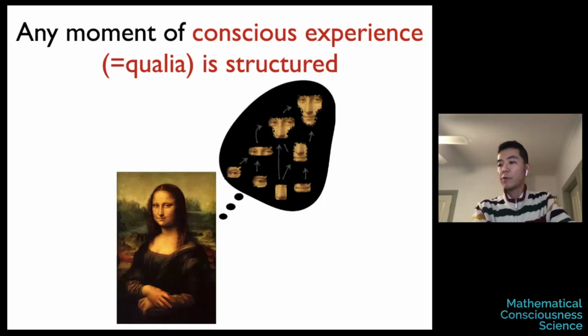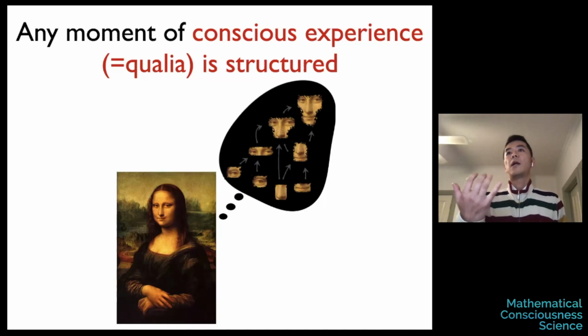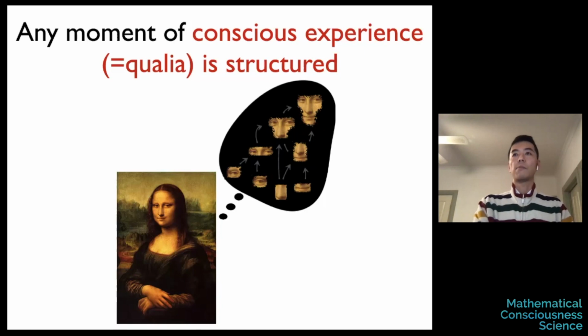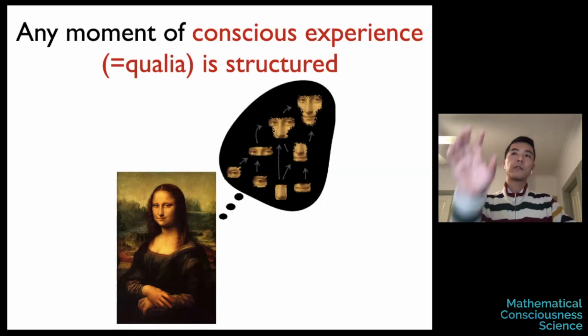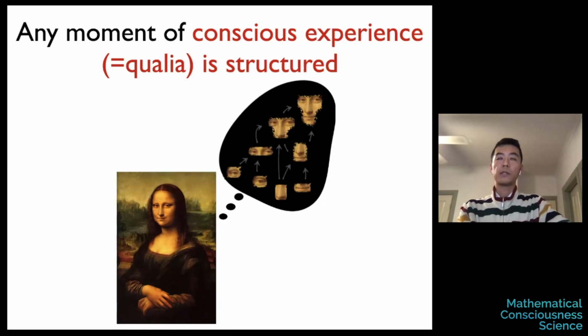Many of you might agree that any moment of conscious experience, which I interchangeably call qualia or contents of consciousness, anything that you are experiencing directly, is structured in some way. For example, seeing the face of Mona Lisa, face perception or face qualia, is usually considered spatially organized: the eyes are located in a horizontal manner, and below them there is something like a nose and a mouth, and they are characteristic of the experience of seeing a face.